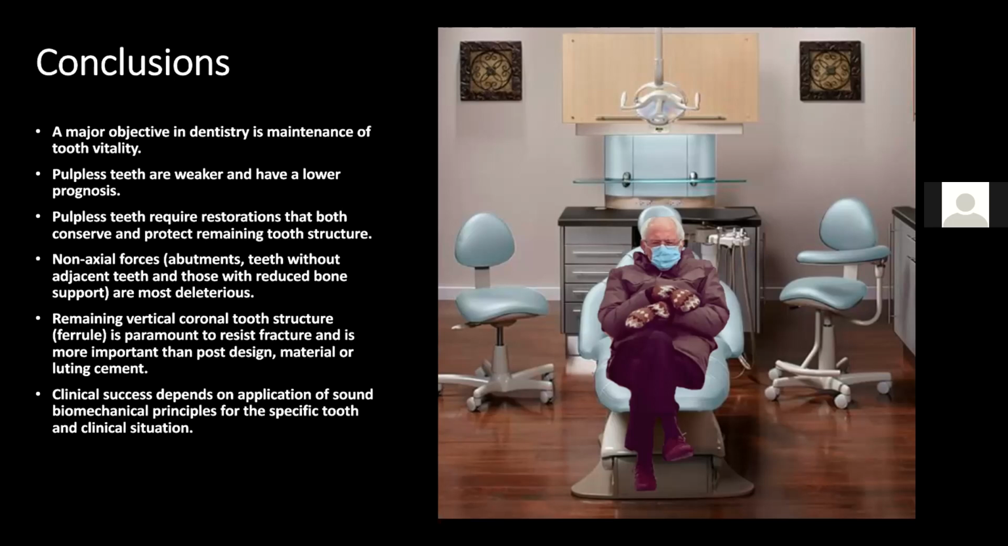Remaining vertical coronal tooth structure, the ferrule, which I mentioned over and over again, is paramount to resist fracture and is more important than post-design material or loading cement. The clinical success depends on application of sound biomechanical principle to the specific tooth and clinical situation.